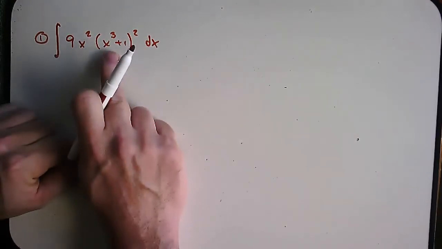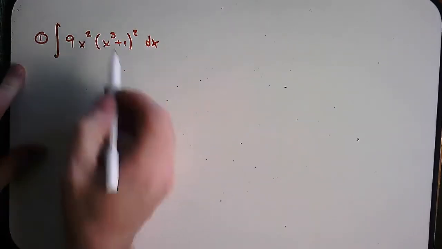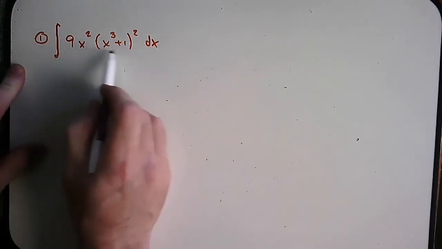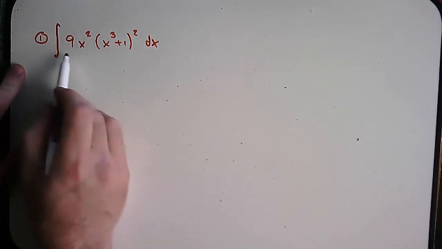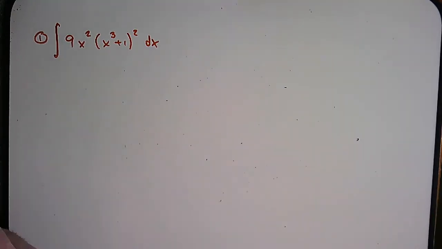The reason I'm drawn to that is that I see I have the third power of x right inside here, and now the second power of x outside here. So maybe this is that inside function g of x, and maybe this is g prime of x, right? So this is where I have to actually try something.